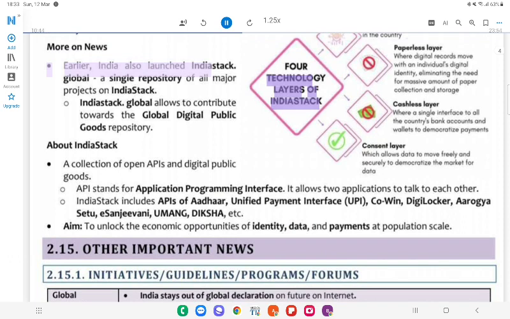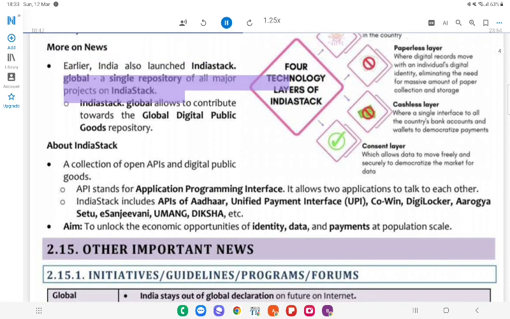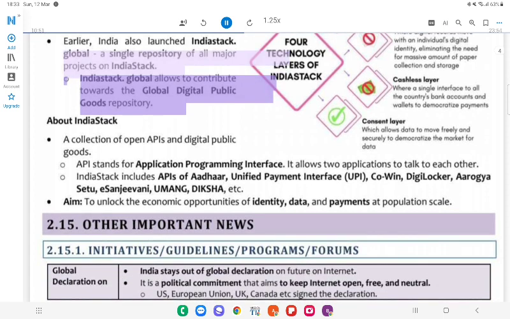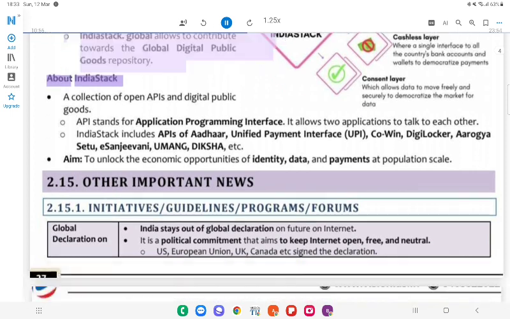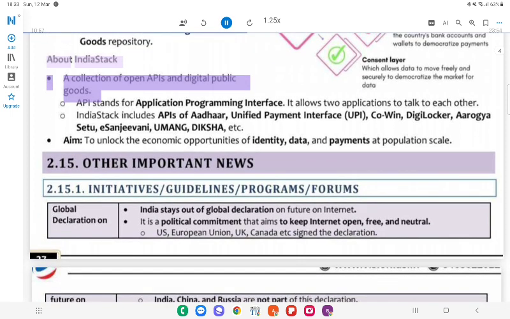4. Technology layers of India Stack. India Stack Global: a single repository of all major projects on India Stack. India Stack Global allows users to contribute towards the Global Digital Public Goods Repository. About India Stack: a collection of open APIs and digital public goods.